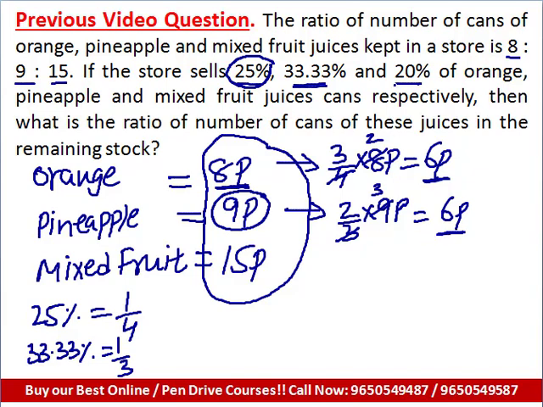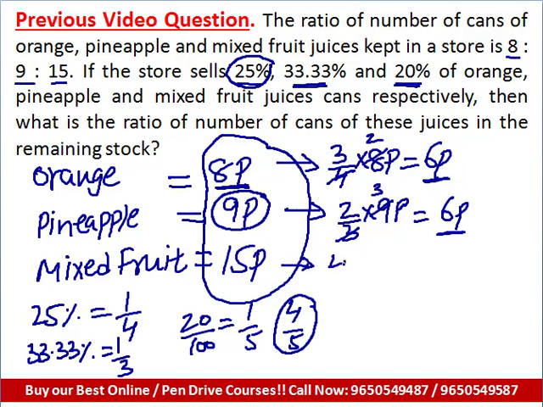Sure? Now 20% of mixed fruit. 20% means 1 by 5. You must know, students, 20% is nothing but 1 by 5. So if 1/5 is consumed, what is left? 4/5 is left. So 4/5 of these 15 parts is left. If you calculate, it means 12 parts are left for mixed fruit.